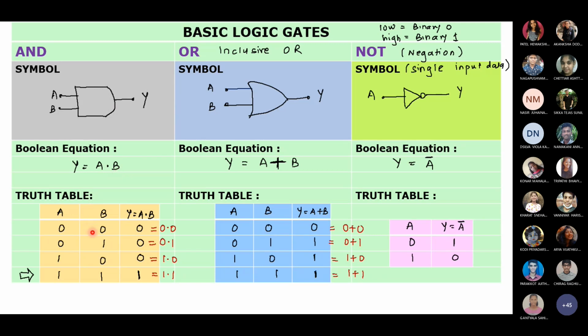What is an AND gate? An AND gate will give you a high output. Now, outputs of a logic gate will be either binary 0 or binary 1.